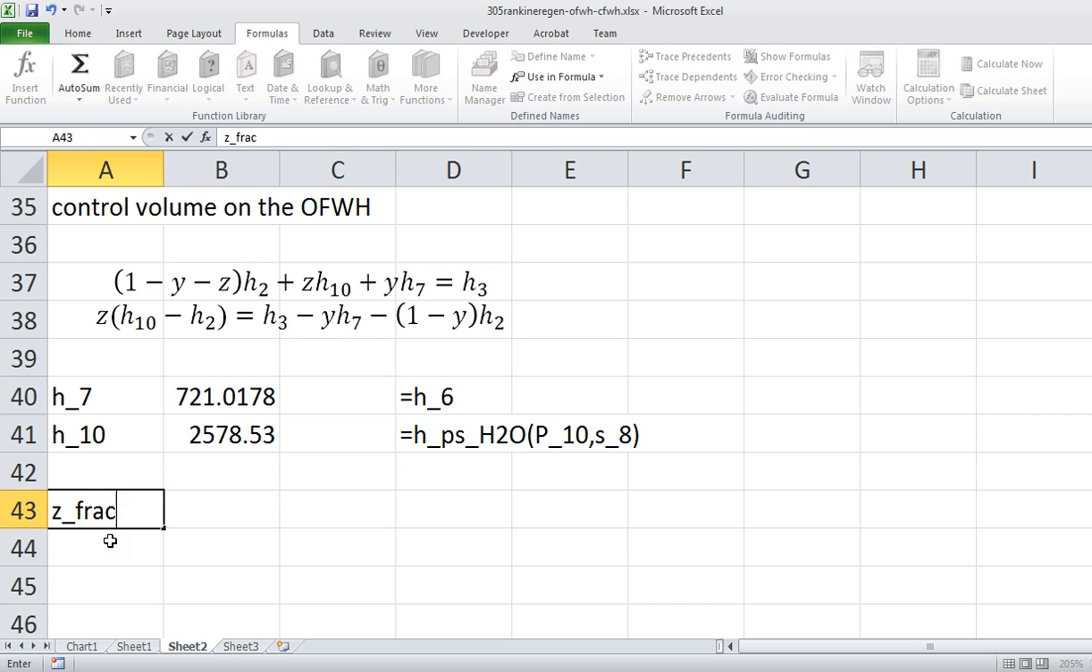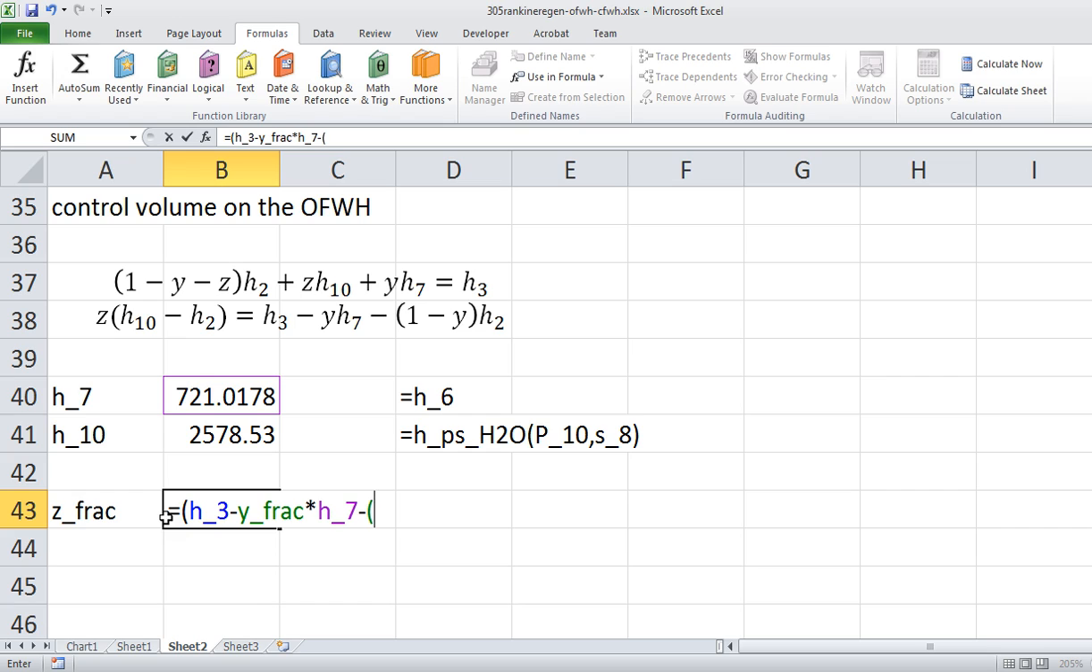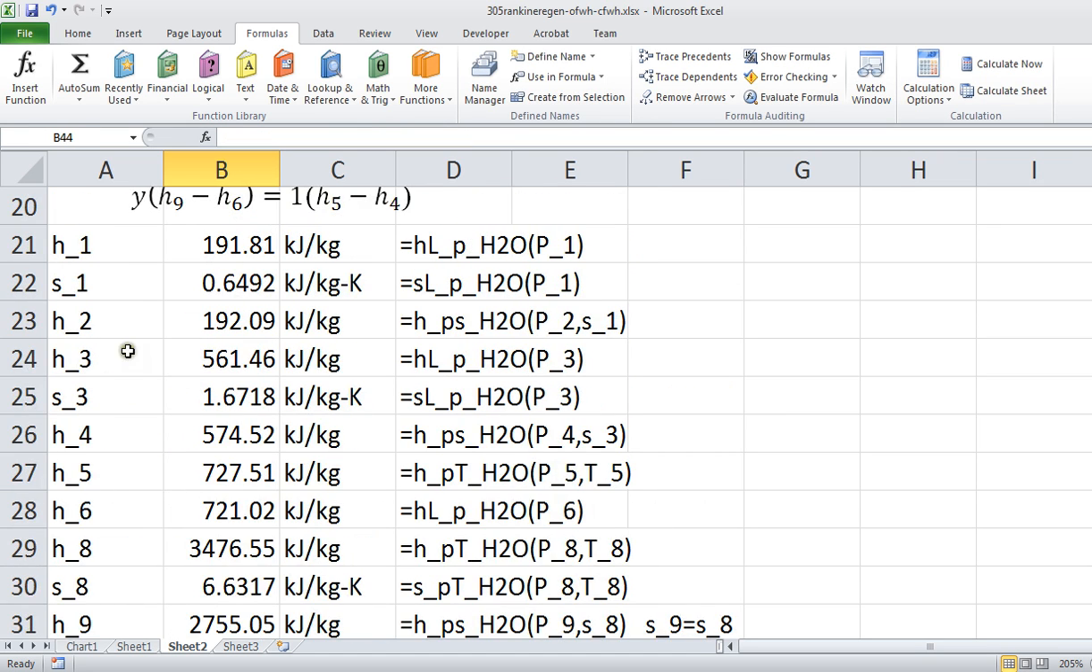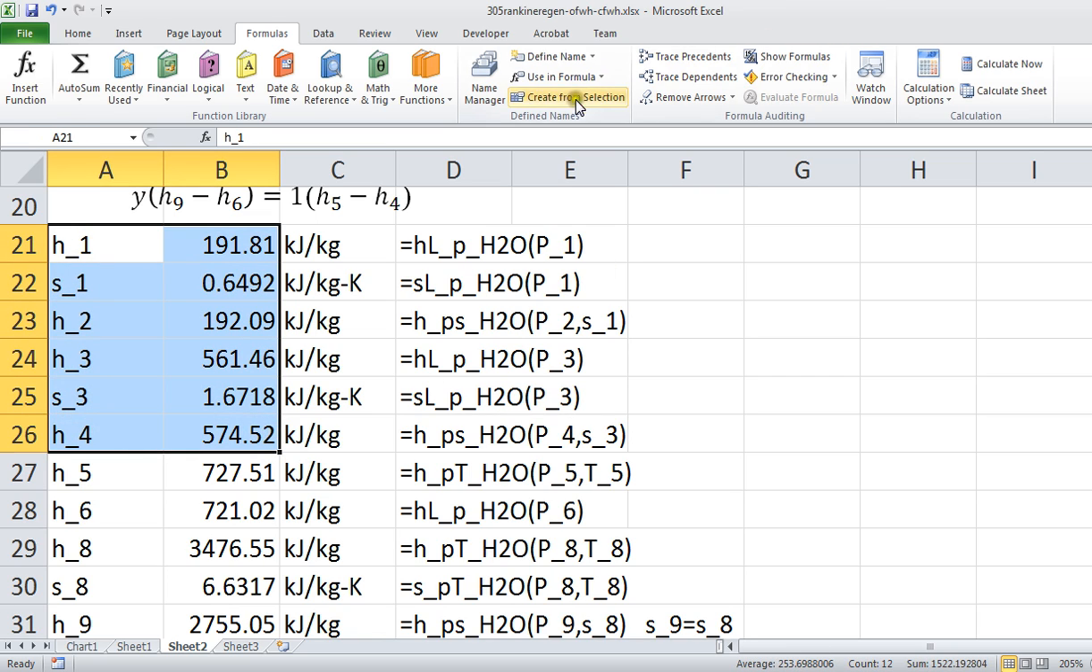Okay, so Z fraction then apparently is equal to H3 minus Y fraction times H7 minus 1 minus Y fraction times H2, which isn't showing up there for some reason. 1 minus y fraction of H2, and then that's the numerator. We've got to divide that by H10 minus H2. So it looks like H2 is undefined, and we have to go back up here and see why that's the case. Let's go ahead and get these just in case I didn't have them.